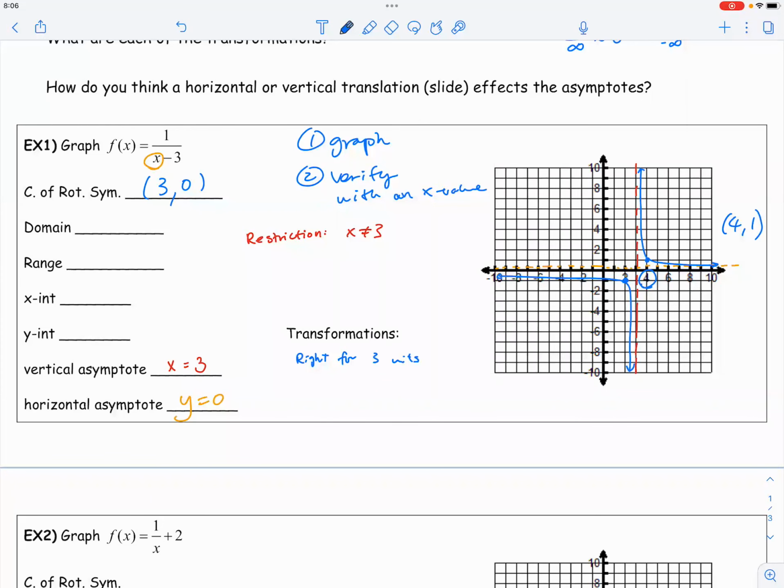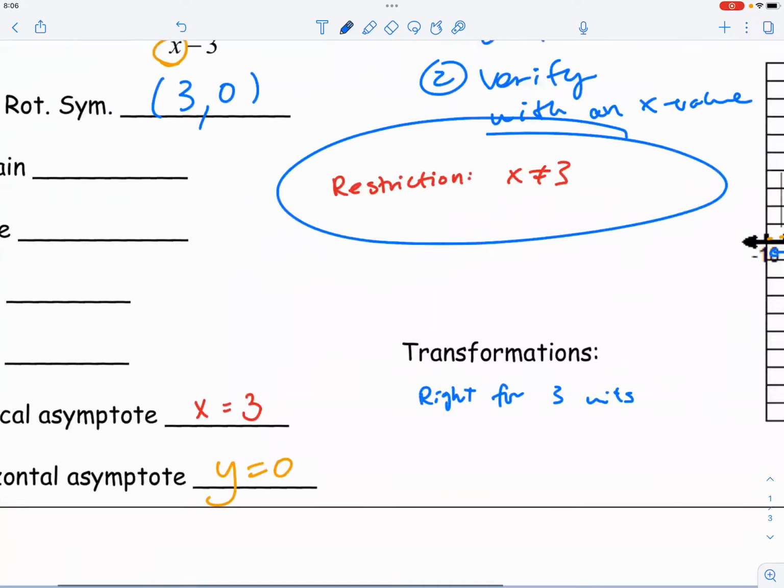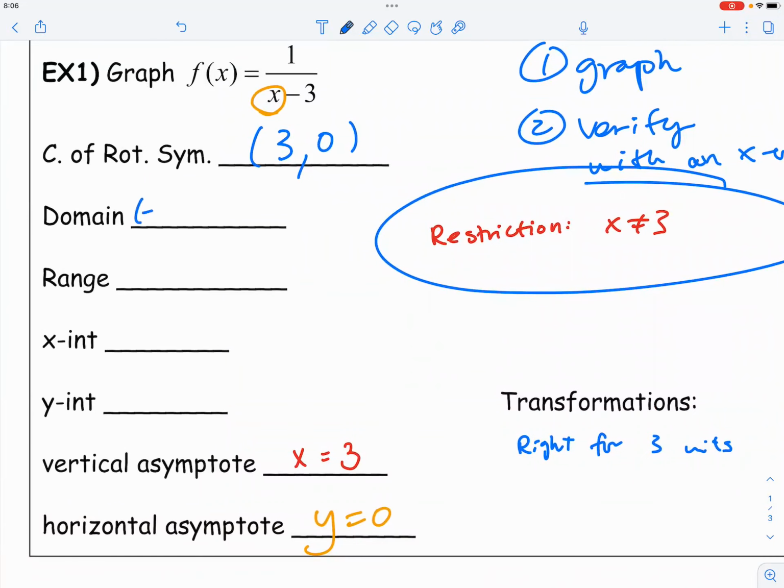Now let's go ahead and describe the domain and range, since now we have the graph in front of us. What do we say about the domain, which is the x values? It will not be all real numbers, because we do have a value that x cannot be: 3. So therefore, we will say the domain is from -infinity to 3, parentheses, not bracket, because we do not include 3, union, and then from 3 to infinity.